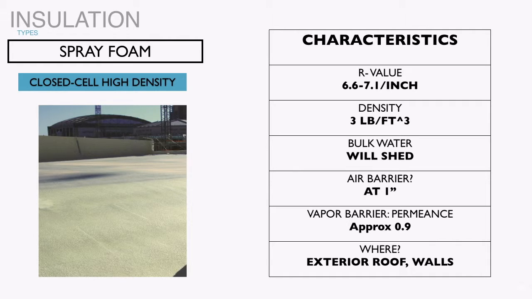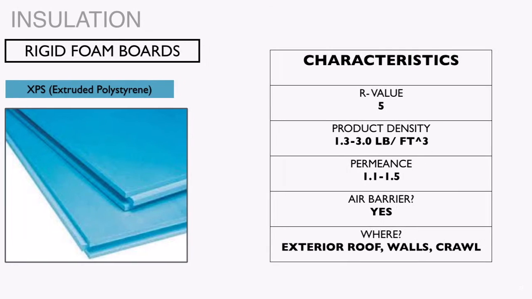It functions as an air barrier at 1 inch, maybe even less, and comes very close to functioning as a vapor barrier. The permeance ratings vary again, but are less than 1, which classifies it as a class 2 vapor retarder, but it is again coming very close to acting like a vapor barrier.